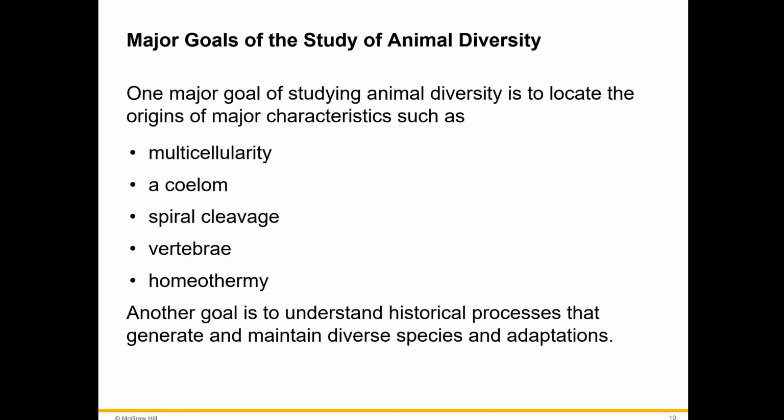So, one major goal of studying zoology is to locate the origins of major characteristics. When I say origins of major characteristics, I'm talking about where did these things evolve from? Because these are commonalities amongst many organisms. Not all animals have these things, but many of us do.